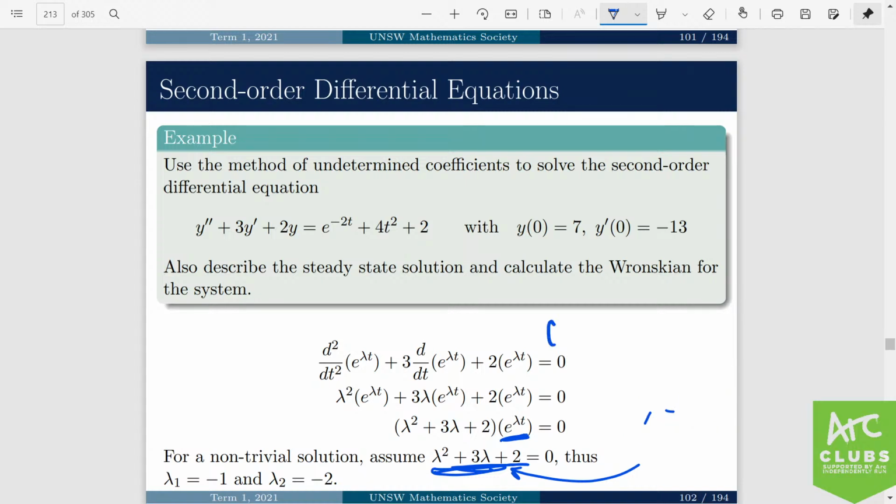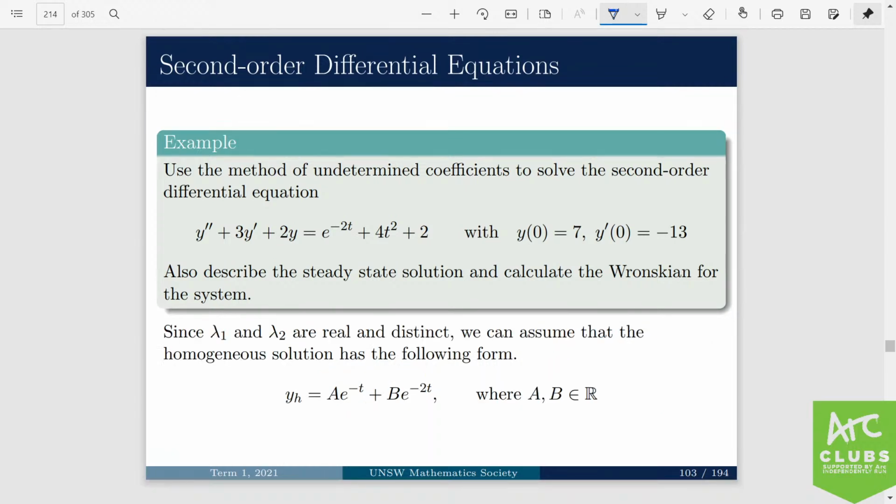Oops, let's try this again. Lambda plus 2. Yeah. Cool, and then that's how we get our lambda 1 and lambda 2. So then, we see that lambda 1 and lambda 2 are real and distinct. So we've got a couple of cases that you can be in. You can be either real and distinct, they can be real and two of the same, or you can have complex.